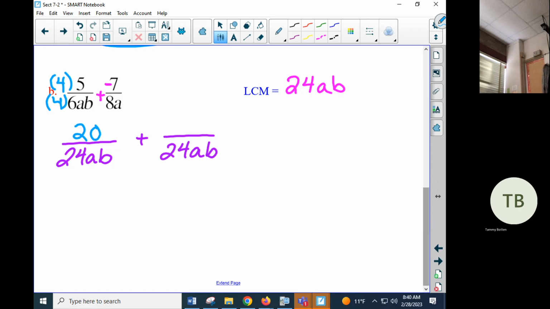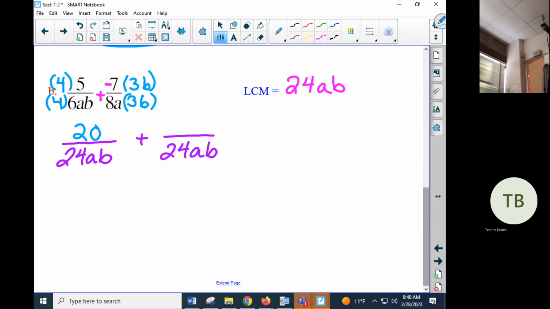Okay. Now I'm going to come over to this one. I currently have 8A, but I need 24AB. So how do I get to 24? 8 times what gives me 24? 3. Now, do you see how I already have an A, but I don't have a B? That means I need to multiply by 3B. And because I did that there, I'm going to do that here.